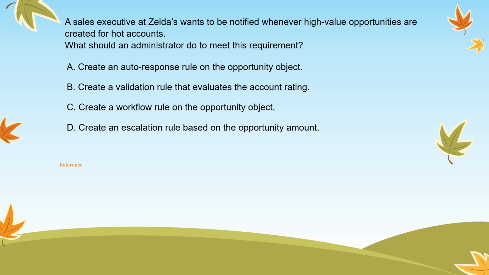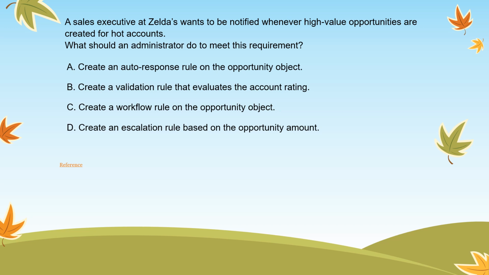Validation rule, which is C, takes the information or data that the user enters in a record, and if it doesn't meet certain standards that you had set as the admin, they cannot go on to the next step or save the record. So that has nothing to do with these hot accounts big deal alerts. So create a workflow rule on the opportunity object. That is something that would definitely work here.